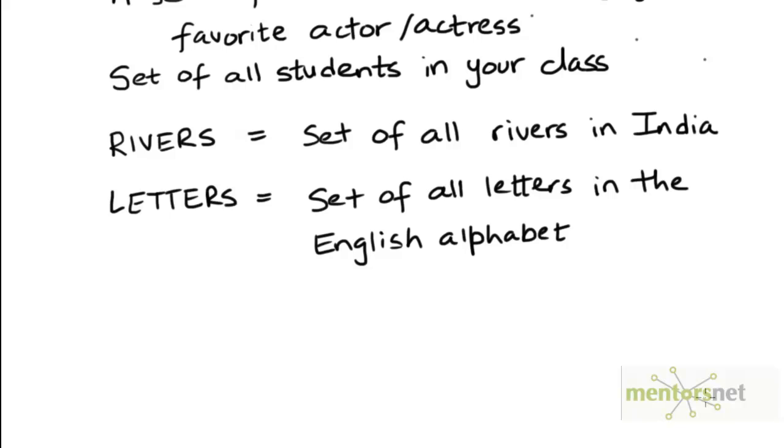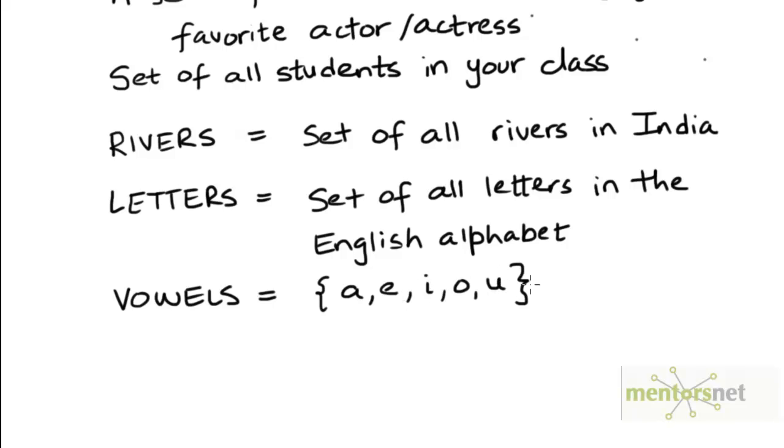So this would be a set having 26 objects. Each object would be a letter from A to Z. You could define a set of all the vowels in the English alphabet. So these would just be the 5 vowels A, E, I, O and U. So these are several examples of sets where the objects are not exactly mathematical objects.